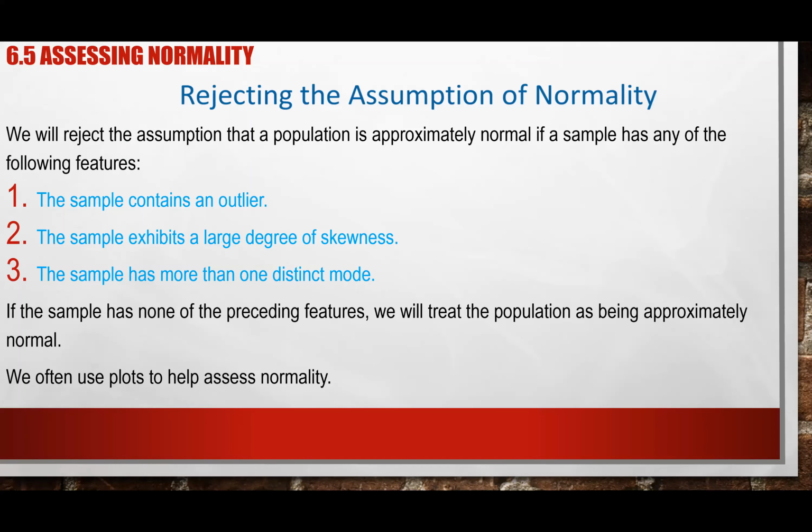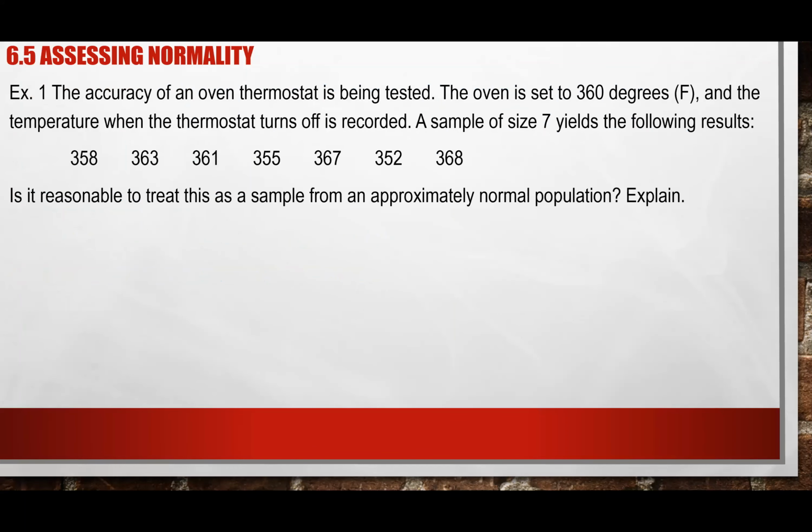Take a look at this problem here, where they give you 7 data points. Based on these 7 data, this is a thermostat test. We try to test the oven thermostat. The oven is set to 360 degrees Fahrenheit, and the temperature at which the thermostat turns off is recorded. So this is the 7 temperatures we have from when the thermostat turned off.